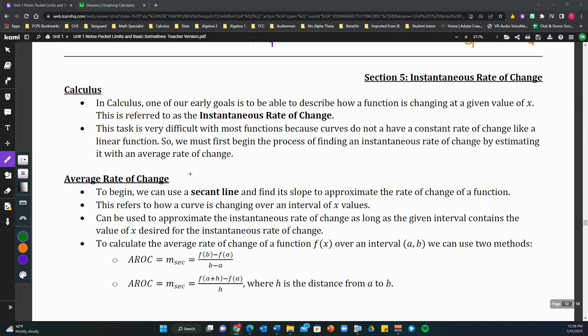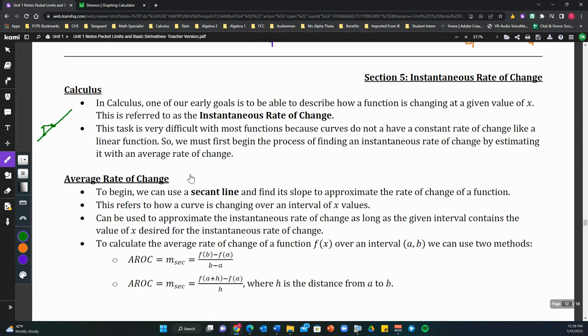So in calculus, one of our early goals is to be able to describe how a function is changing at a given value of x. This is referred to as the instantaneous rate of change. This task is very difficult with most functions because curves don't have a constant rate of change like a linear function does. Linear functions are the only functions you have ever seen that actually have a constant rate of change. That's what gives it that linear shape: between any 2 points, if you were to calculate the rise over the run and find the simplified version of that ratio, no matter what 2 points you pick, it always equates to the same ratio.